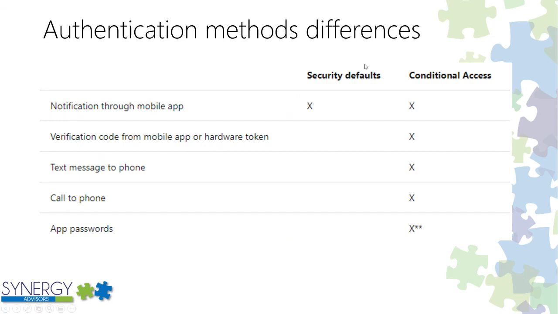With security defaults, the only method is through the mobile app, the Microsoft Authenticator app. If you're an existing customer with conditional access and you have very in-depth, detailed, granular conditional access in place, you would remember that you have several other options to authenticate with MFA. You could use a verification code, a text message on your phone, call the phone, or also use an app password. With security defaults, the only authentication method is the mobile app.